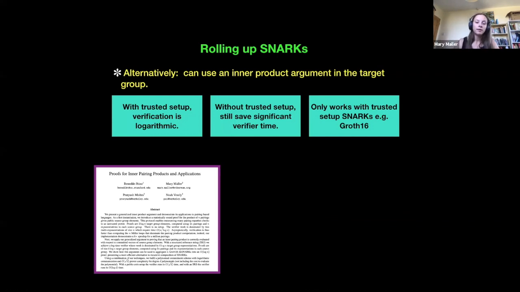So with a trusted setup, we're able to get the verification down to logarithmic. Without a trusted setup, we can still save on verifier time, but it's not quite so impressive. And we're not able to do anything with random oracle model snarks. We're only really able to do this trick with things like Groth16.